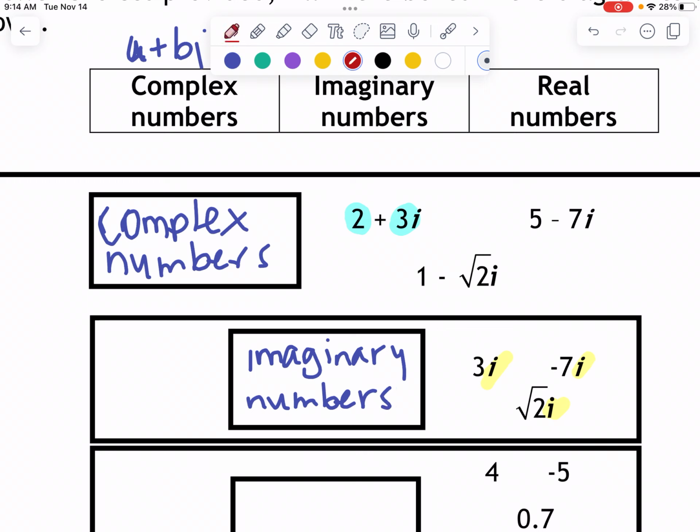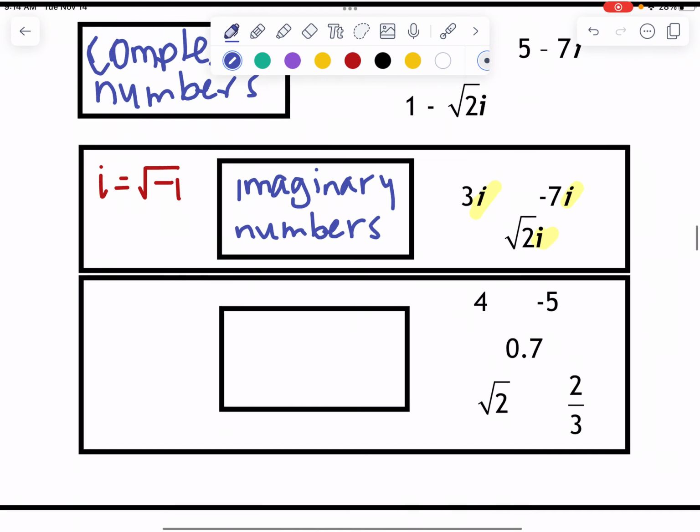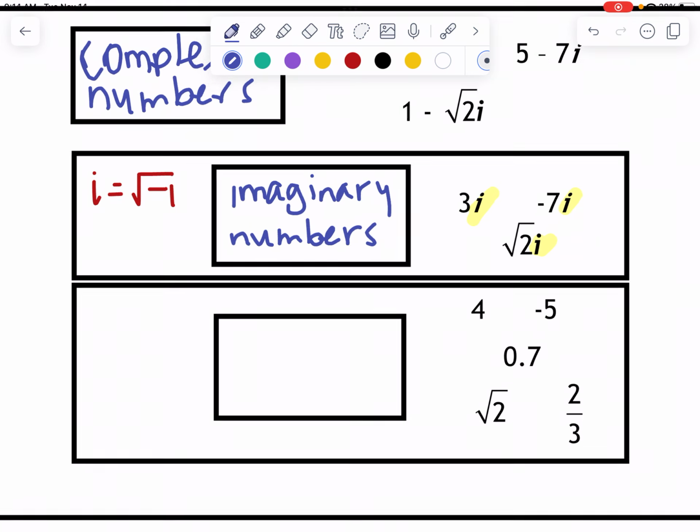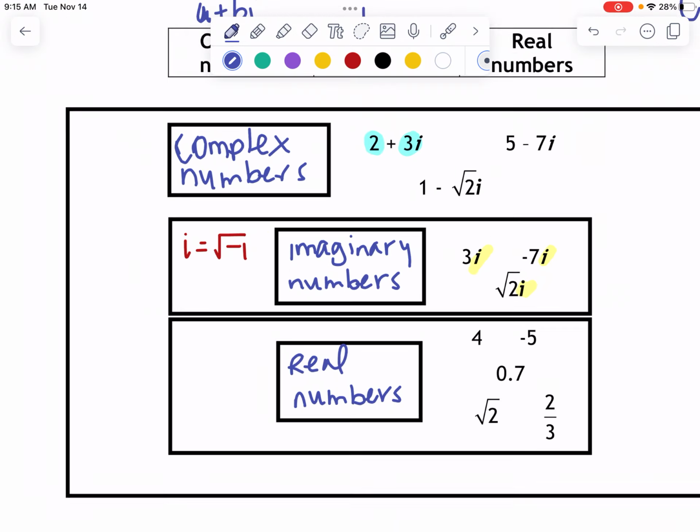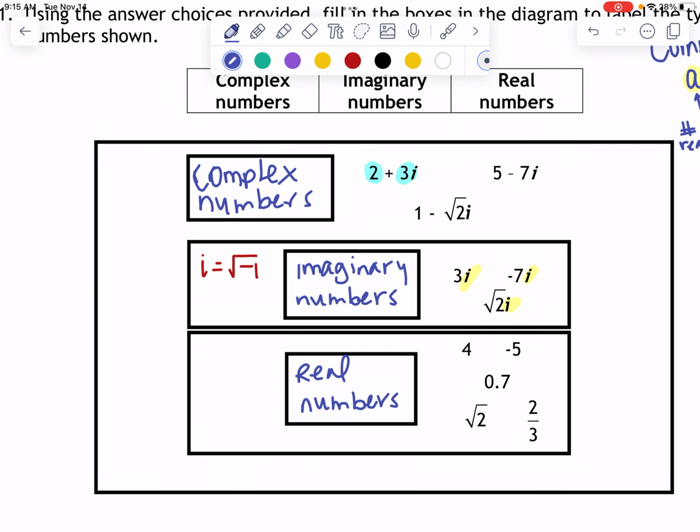Okay, fun fact, remember that i is equal to the square root of -1. All right, and then last but not least, we see a whole bunch of numbers. So 4, -5, 7/10, all that other good stuff. So these are just plain old real numbers. All right, and that's how we might classify some numbers.